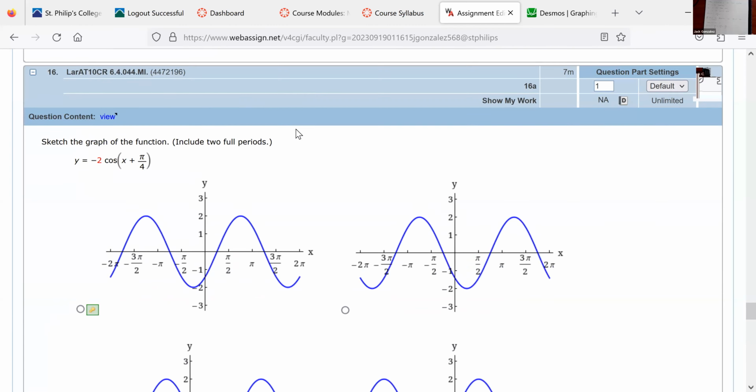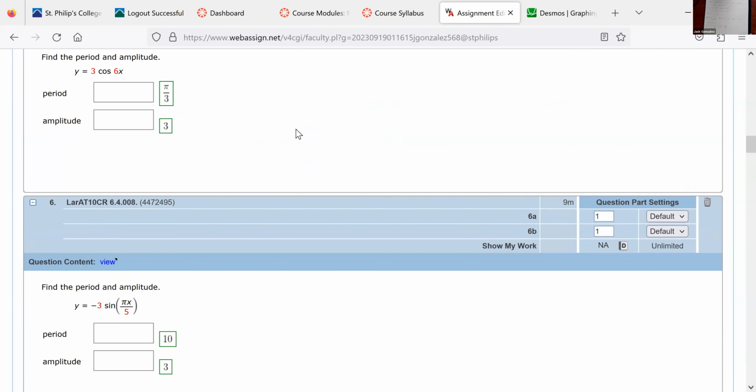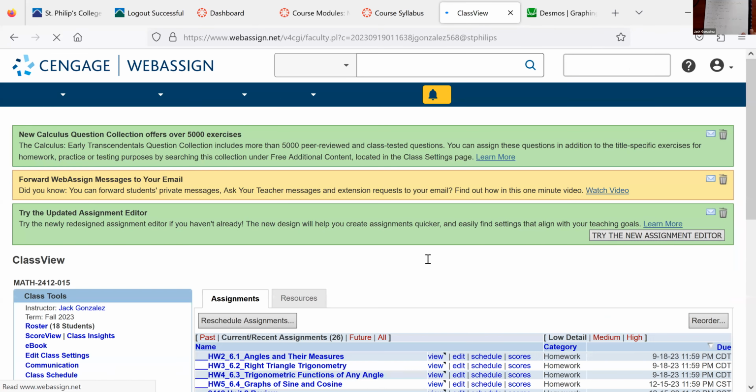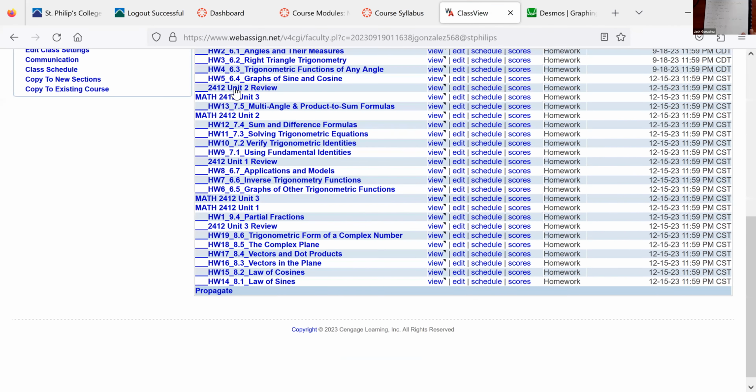All right. Well, if you have no questions, I'm gonna move on to something else. Just let me know. I don't want to be too in depth with the graphs. 6.5 is basically the other graph trig functions.